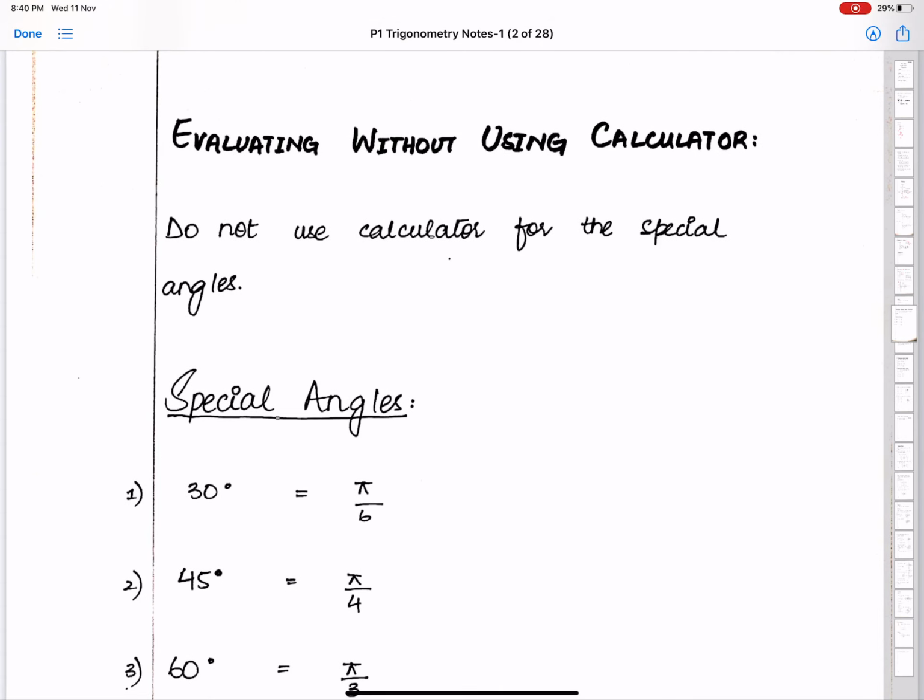Evaluate without using a calculator. Well, I will discuss this topic in my next lecture, inshallah.